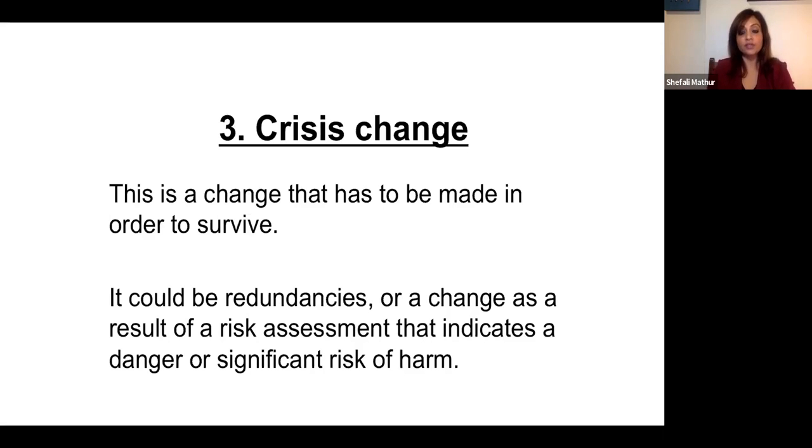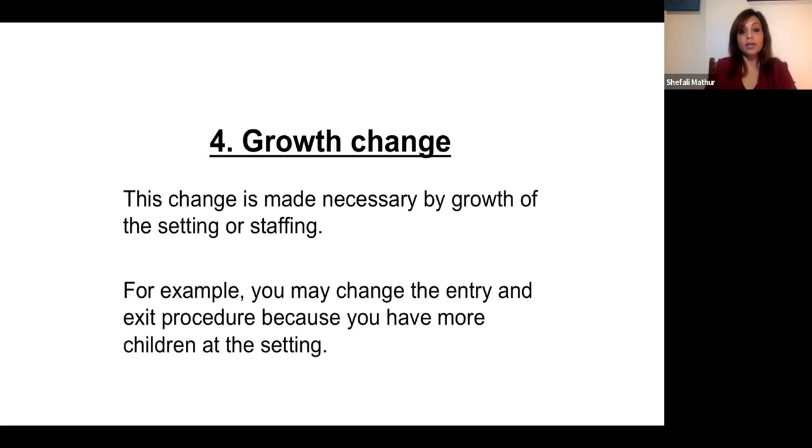Those sort of changes are crisis changes. Now changes happen because of growth, growth in setting or staffing. So maybe your nursery has grown over the years in size. The number of children has increased. The number of staff has increased. So we need to look more at health and safety standards.